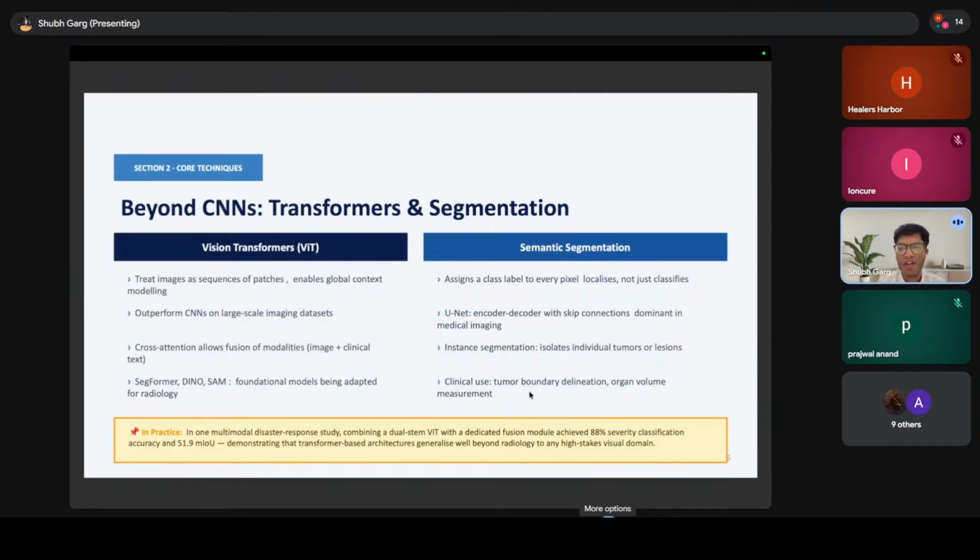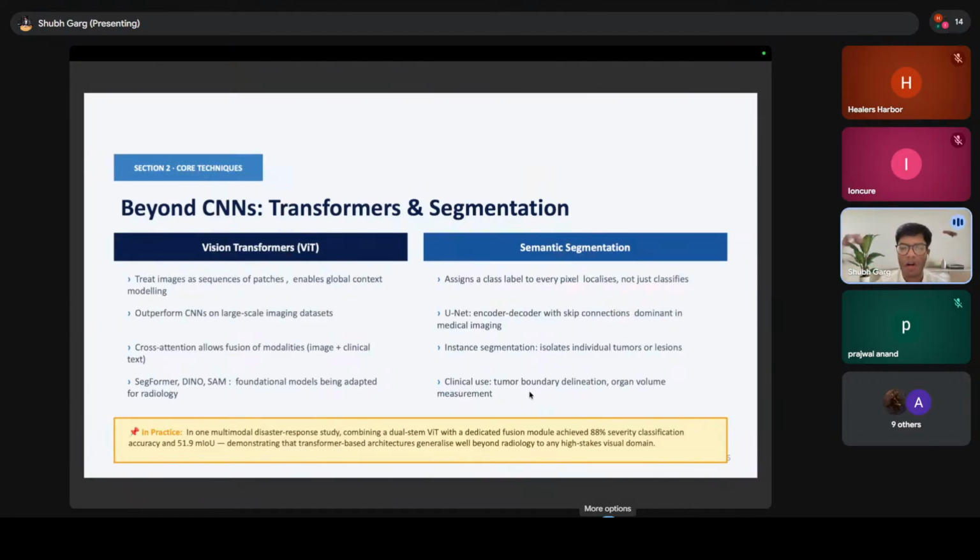Okay, so CNNs dominated the field for nearly a decade, but around 2020, ViTs, that is vision transformers, enter the picture and change things significantly. The key differences are architectural. CNNs process the image locally. A convolution filter looks at a small neighborhood of pixels at a time. Transformers treat the image as a sequence of patches and compute attention across the entire image simultaneously. This means a transformer can model relationships between different parts of the image, for example between a lesion in one corner and the tissue pattern in another, in a way that a CNN fundamentally cannot.